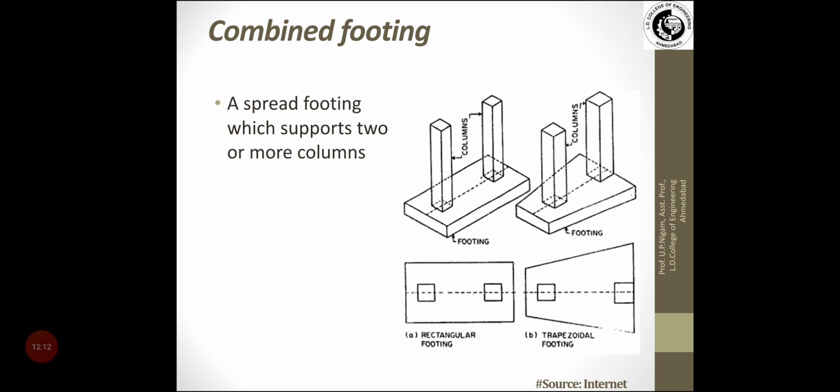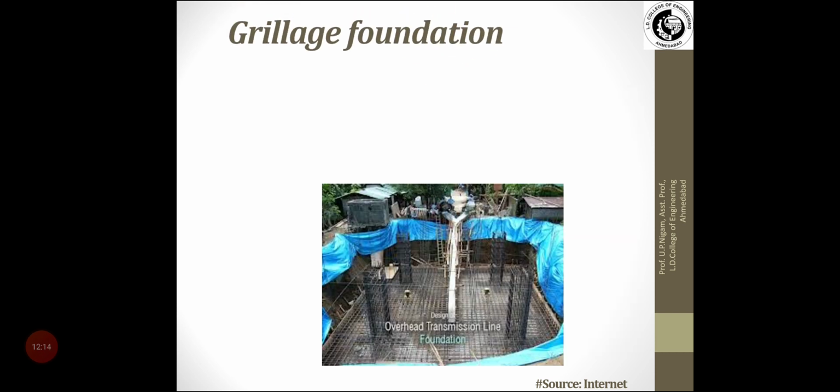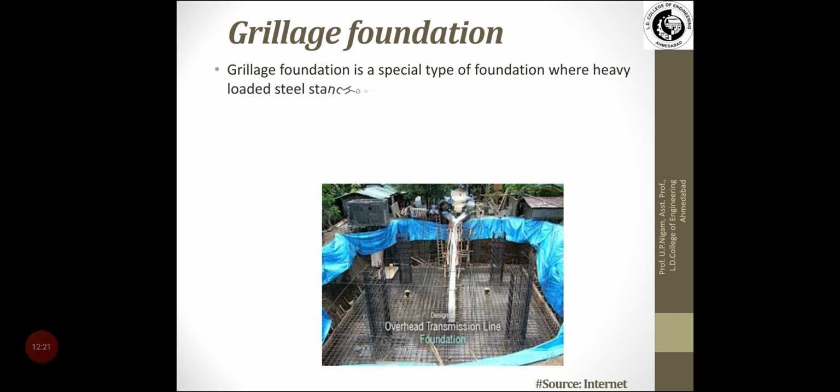So a spread footing which supports two or more columns. Then comes the grillage foundation. The grillage foundation is a special type of foundation where heavily loaded steel stanchions are used in locations where the bearing capacity of the soil is very poor. The grillage foundation serves two purposes. The first purpose is that the superimposed load will be taken by the foundation, and of course that load is transferred into the soil.